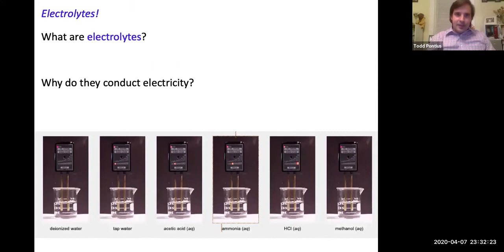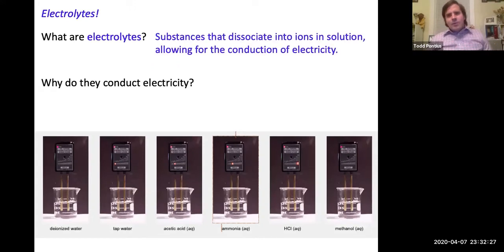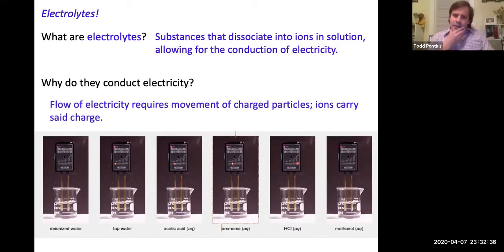So electrolytes, what are they? They are substances that dissociate into ions in solution or facilitate the creation of ions in solution, allowing for the conduction of electricity. Why is it that they conduct electricity? Well, for the flow of electricity, you have to have the movement of charged particles. Ions carry said charge. So by having these ions in solution, if you have some sort of electric potential set up, you can usher these ions one way or the other, and you have electricity.